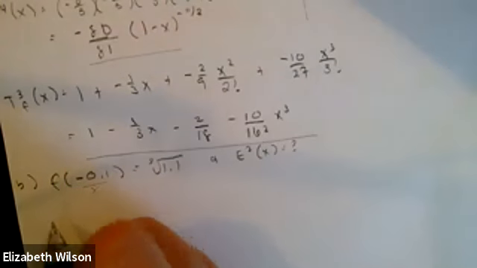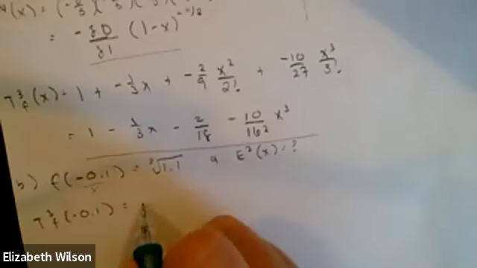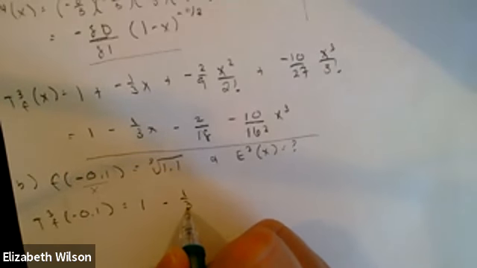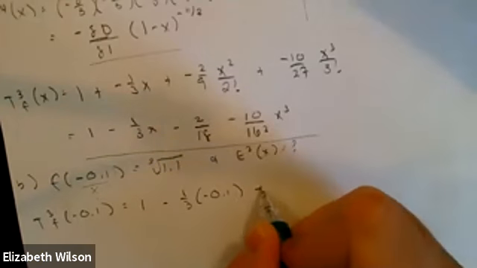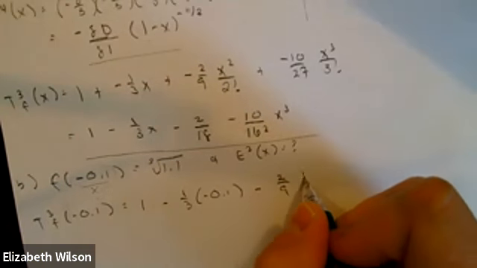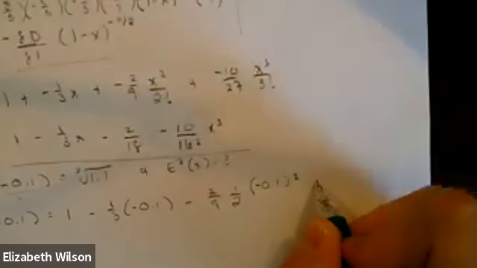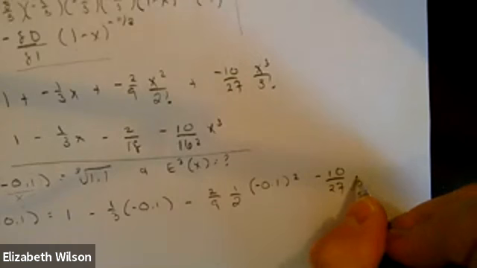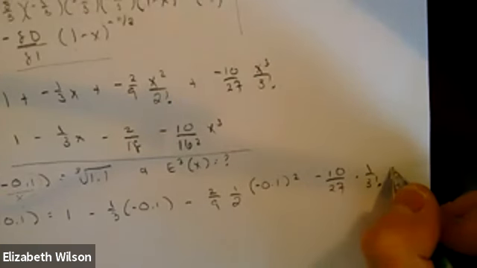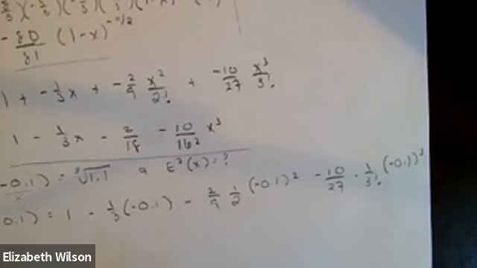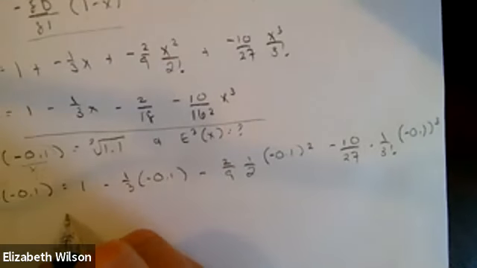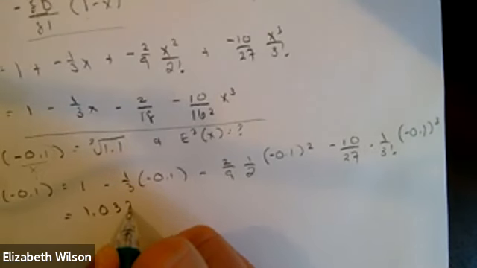When I go ahead and do that, I'm going to get 1 minus 1/3 times minus 0.1, minus 2 over 9 times 1 over 2 times minus 0.1 squared, minus 10/27 times 1 over 3 factorial times minus 0.1 cubed. When I multiply everything through and add it up, be very careful so you don't make a silly mistake. You get 1.032284.